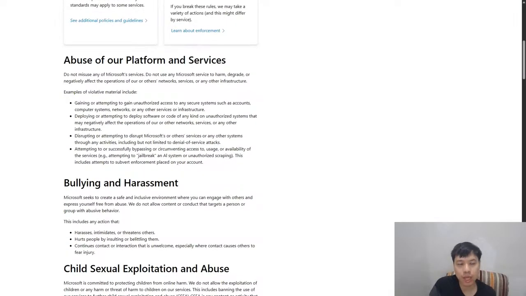Do not misuse any of Microsoft's services. Do not use any Microsoft service to harm, degrade, or negatively affect the operations of our networks or others' networks, services, and any other infrastructure. Examples of violative material include gaining or attempting to gain unauthorized access to any secure systems such as accounts, computer systems, networks, or any other services or infrastructure.